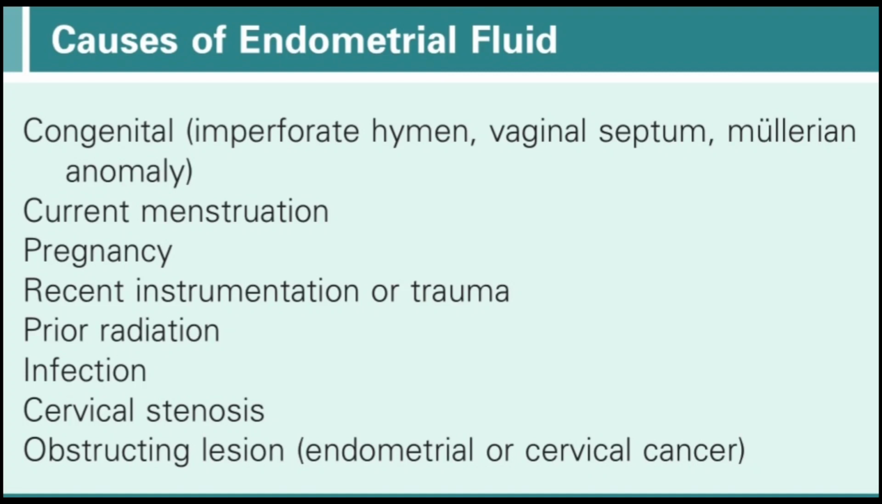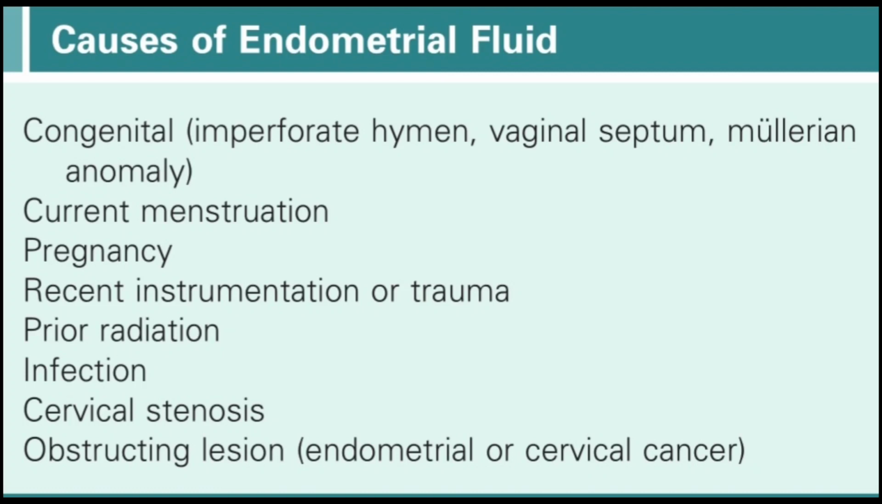It includes congenital abnormalities. Like if there is an imperforate hymen, the fluid or blood will be retained in the endometrial cavity, or if there is a vaginal septum, like a septated vagina, there will still be fluid retained within the endometrial cavity, or there are certain other Mullerian duct abnormalities. So because of congenital abnormalities you might see endometrial fluid.